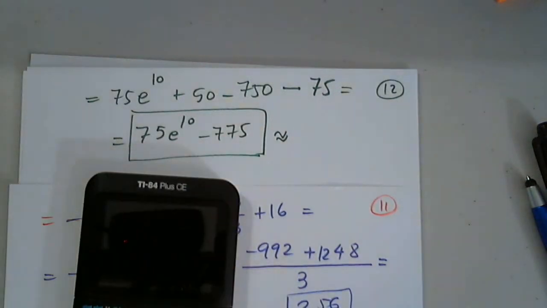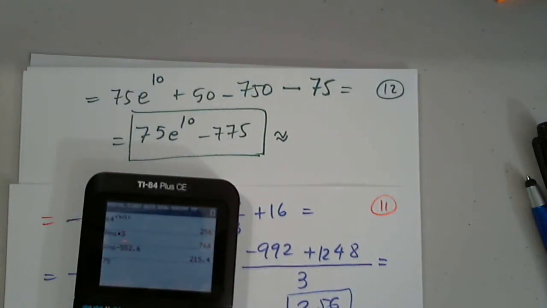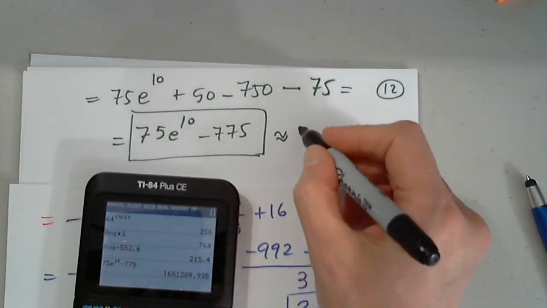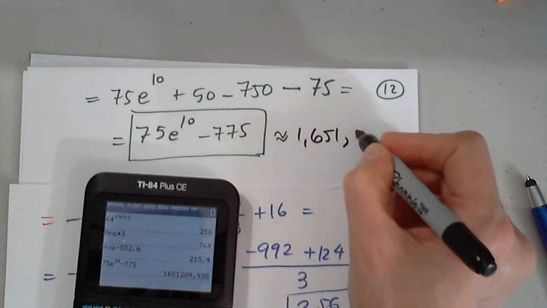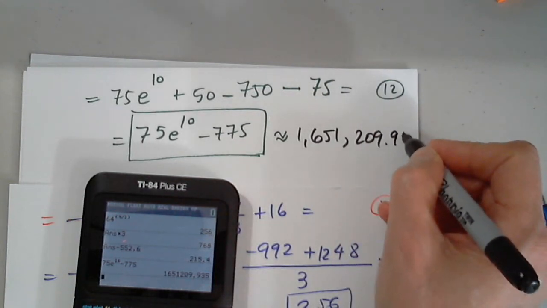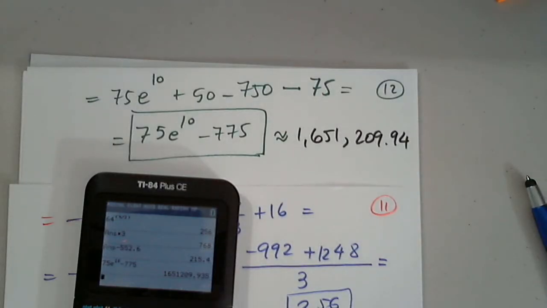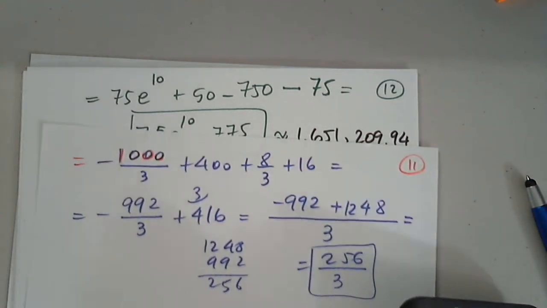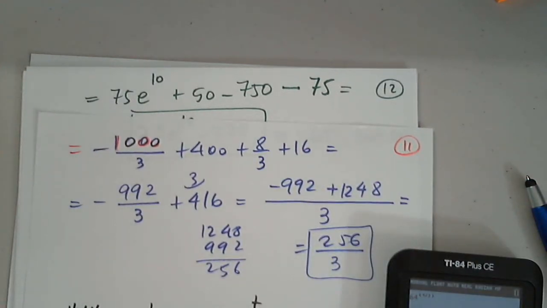This. We ran out of time. So I get 75 multiplied by e raised to power 10 and subtract 775. So the approximation is quite big. 1651209.94. And this was problem 46 in 4.4.